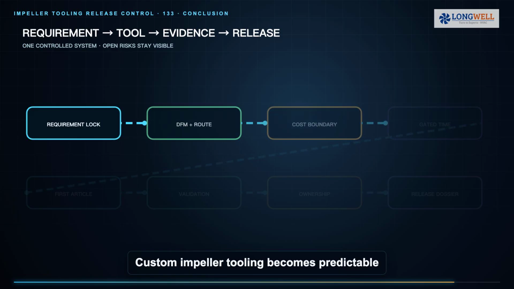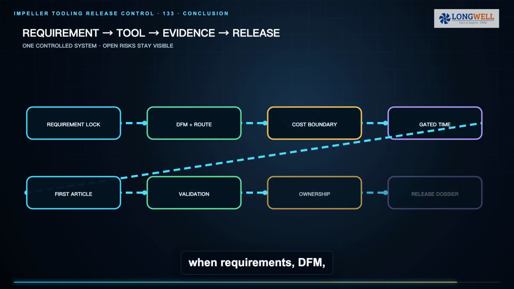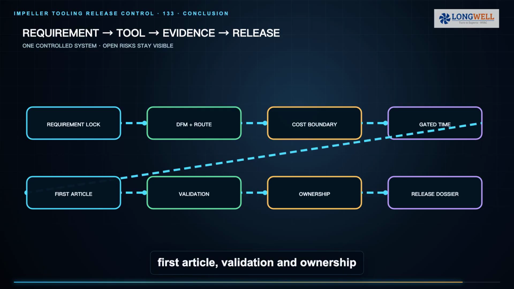Custom impeller tooling becomes predictable when requirements, DFM, route, quotation, schedule, first article, validation and ownership are one controlled system. Price and calendar should be outputs of that system, not the starting promise. For a project-specific review, send Longwell the duty point, speed, envelope, interfaces, material preference, environment, quantity forecast, validation needs and ownership expectations. We can return a gated tooling plan with assumptions, evidence, and open risks clearly marked.